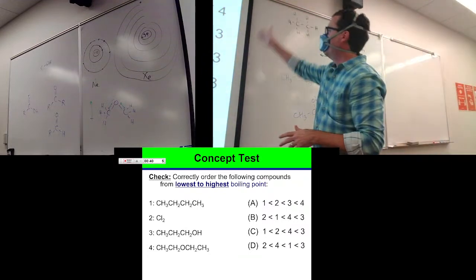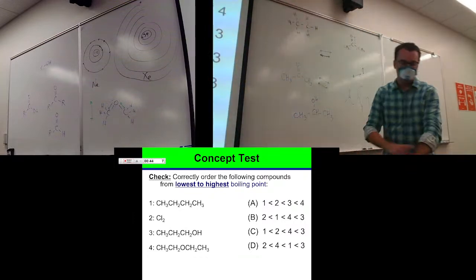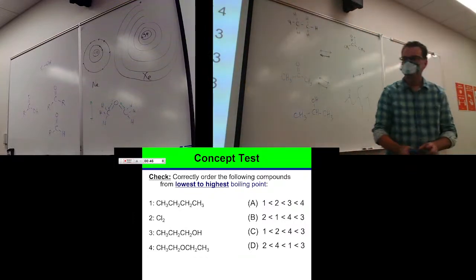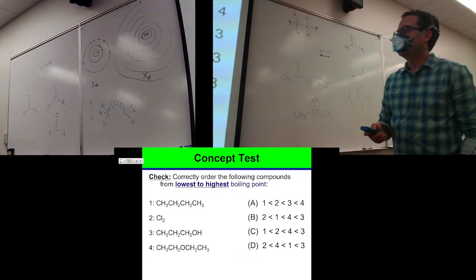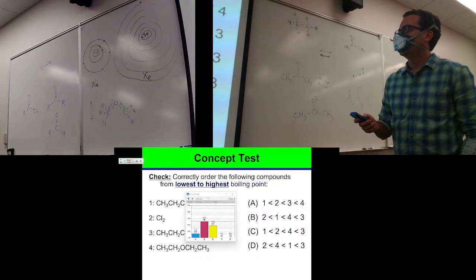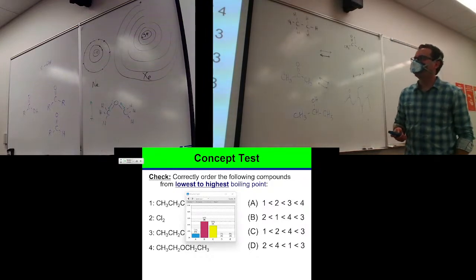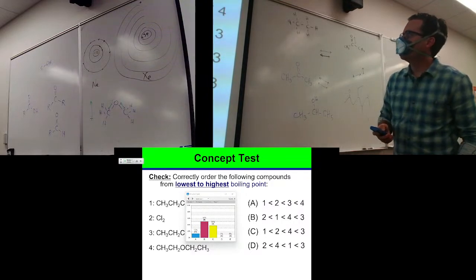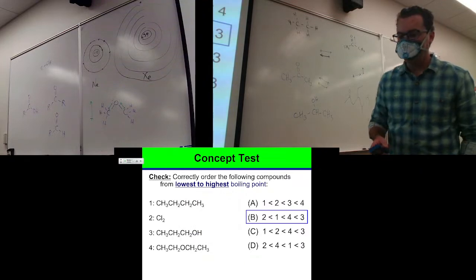So highest boiling point on the right side, lowest on the left side. Okay, everybody guessed, I think. So let's see what we think. Excellent. All right. Almost an even split between B and C, with one person voting A. So the actual answer is B.